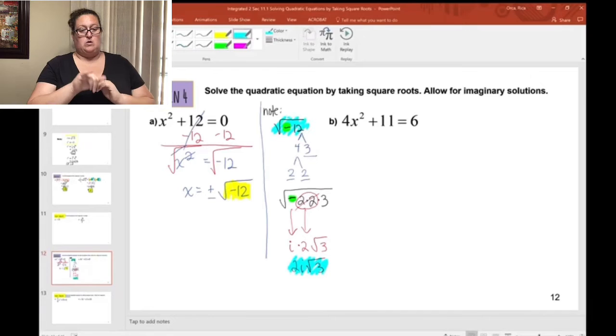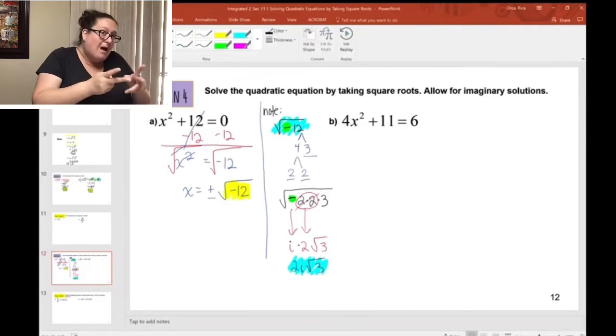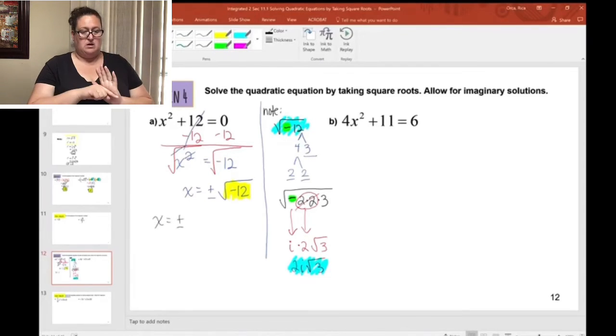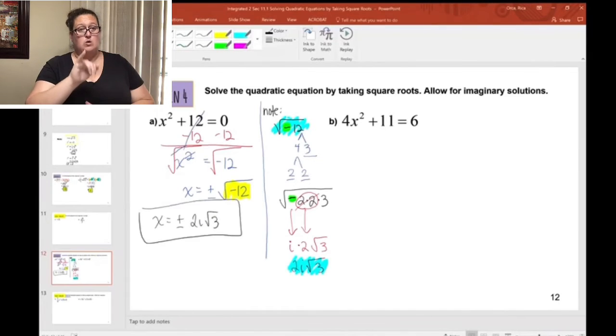With that in mind, let's go back to our problem and replace the square root of negative 12. So x equals plus or minus, like we said earlier, the square root of negative 12 is 2i radical 3. And that's our solution. Now let's look at part B. In part B, I want to subtract 11 from both sides.